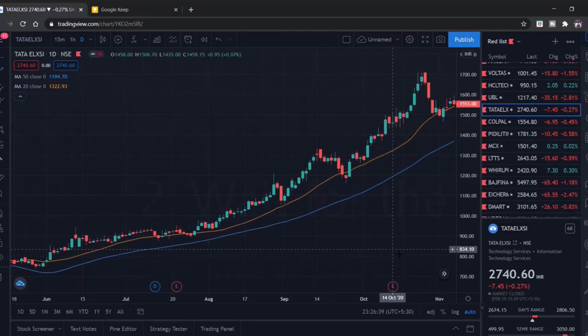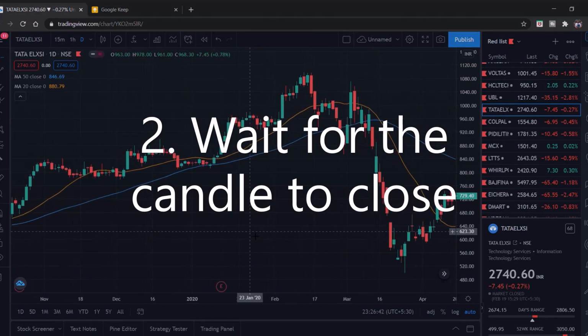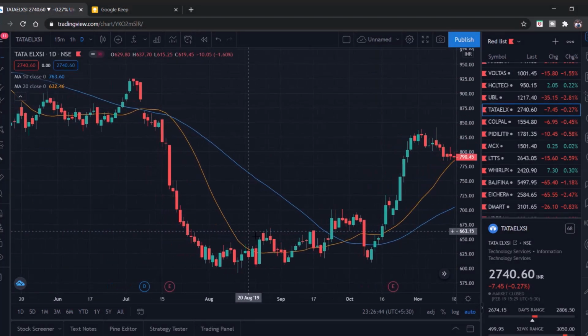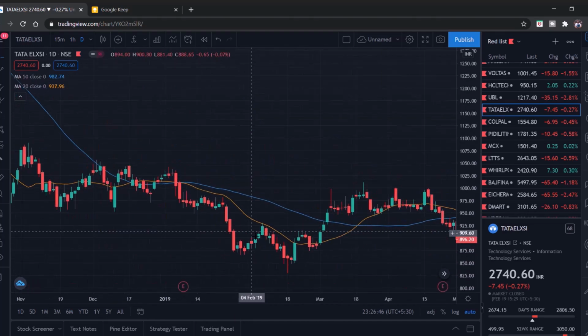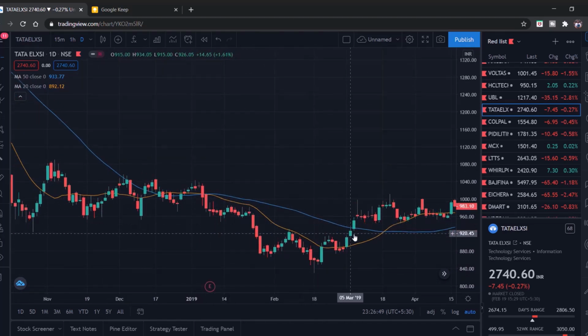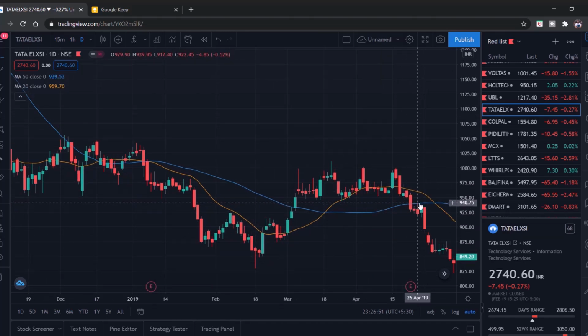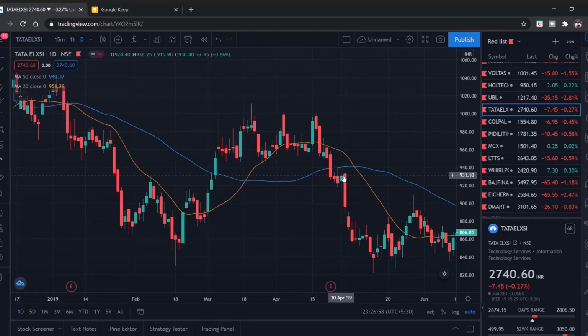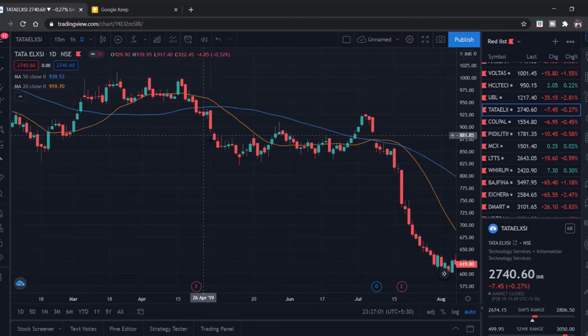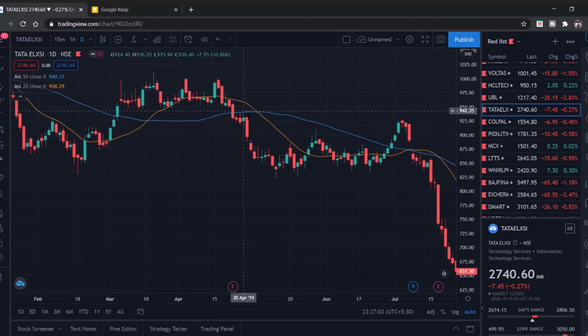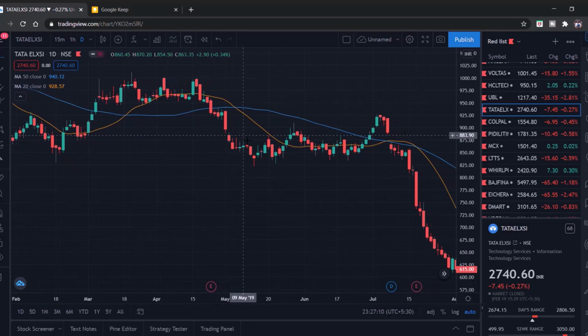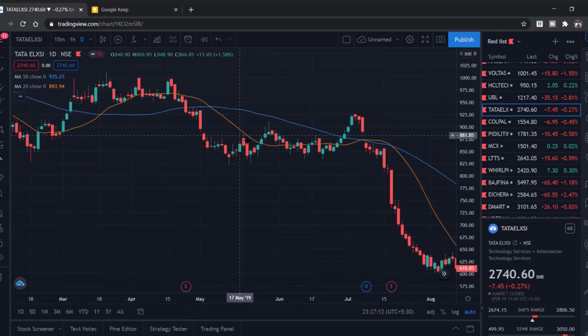Okay, second point. Wait for the candle to close. Always wait for the candle to close above or below the moving average line. I made that mistake plenty of times where I see a stock crosses the line during midday. I take the trade and by the time the market closes, the price closes below the moving average line. So what you can do is wait until the last 5 or 10 minutes before the market closes, and if it still crosses the line, then take or exit a trade.